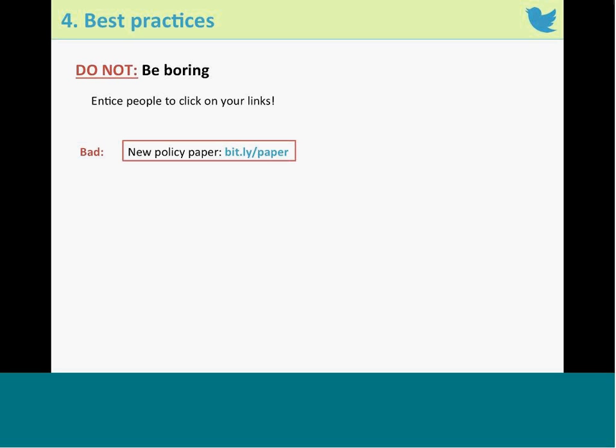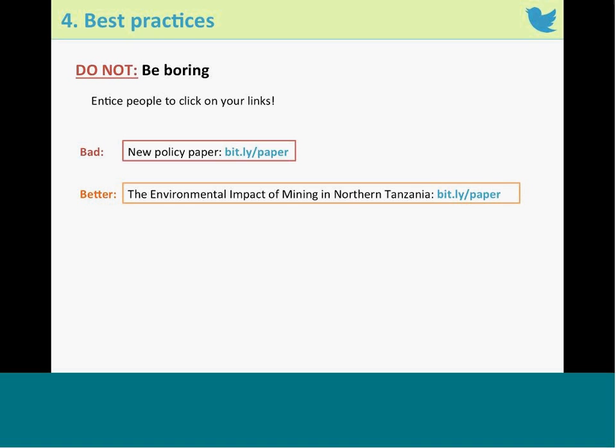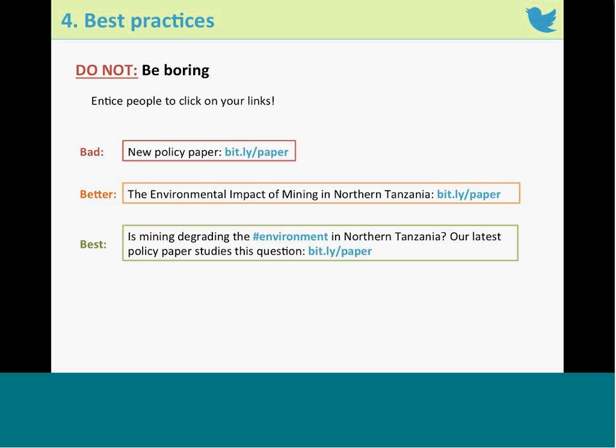A slightly better way to do this is to put in, for example, the title of the paper, the environmental impact of mining in northern Tanzania, and then links to the paper. So this is good because the title offers context about what the paper is about. But the tone is still very academic, and there are also no verbs in the tweet, so it makes it completely non-conversational. So the best way of using Twitter would be to write this third kind of tweet.